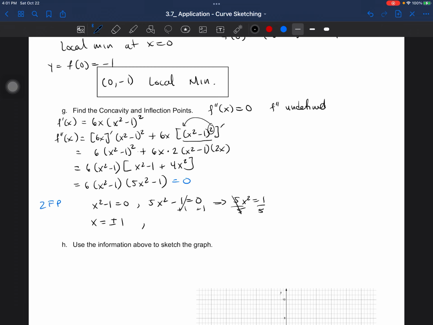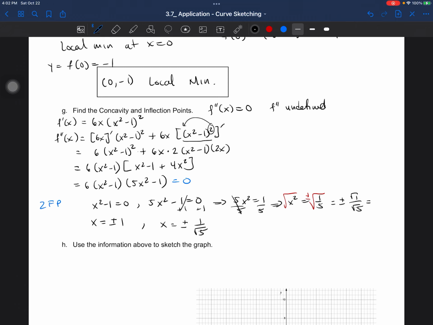This one, we add 1, and this will give us 5x squared equals 1. Divide both sides by 5, and then you end up getting x squared equals 1 over 5. Take the square root on both sides of the equation to undo that square, plus or minus. This gives us another 2 possible points.